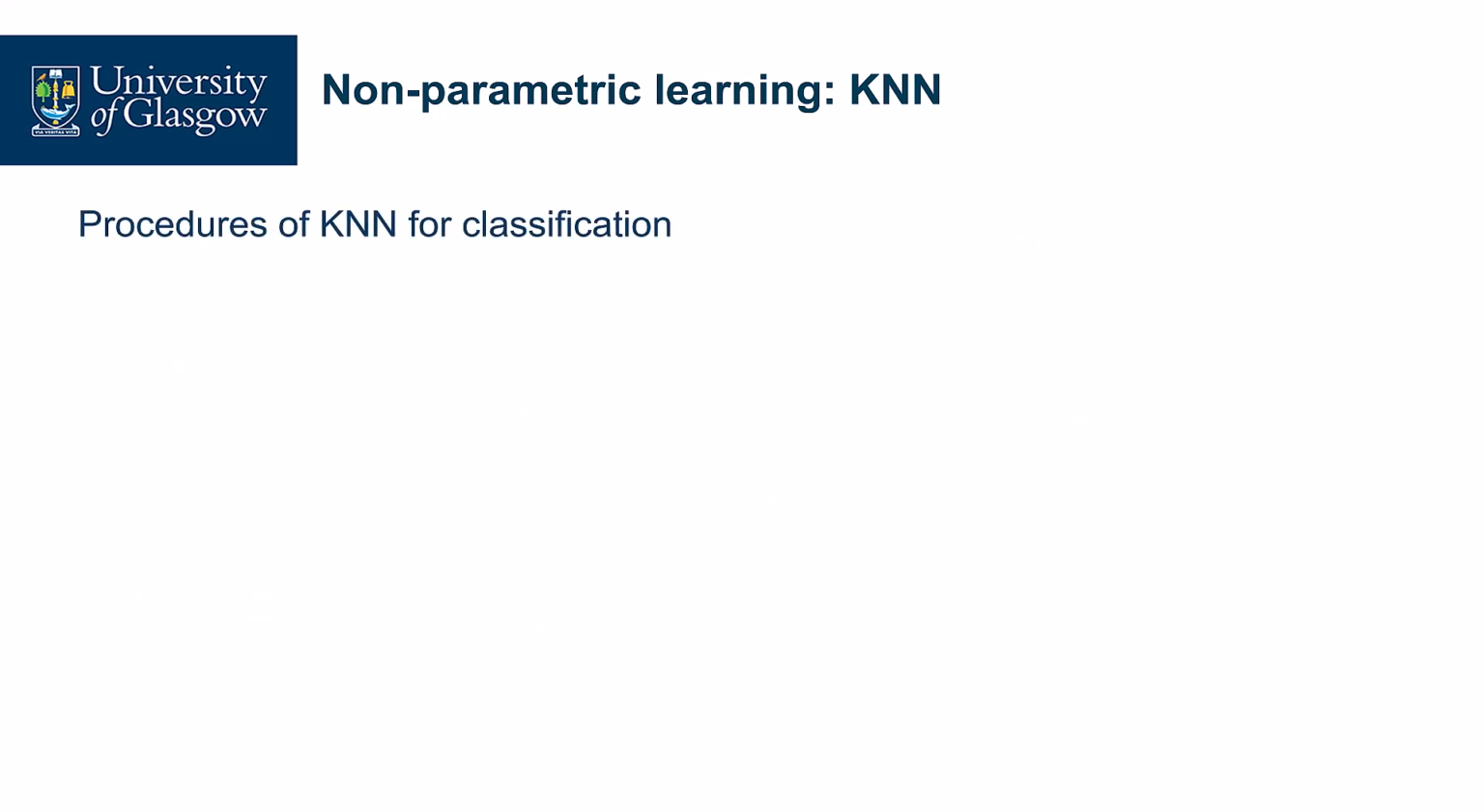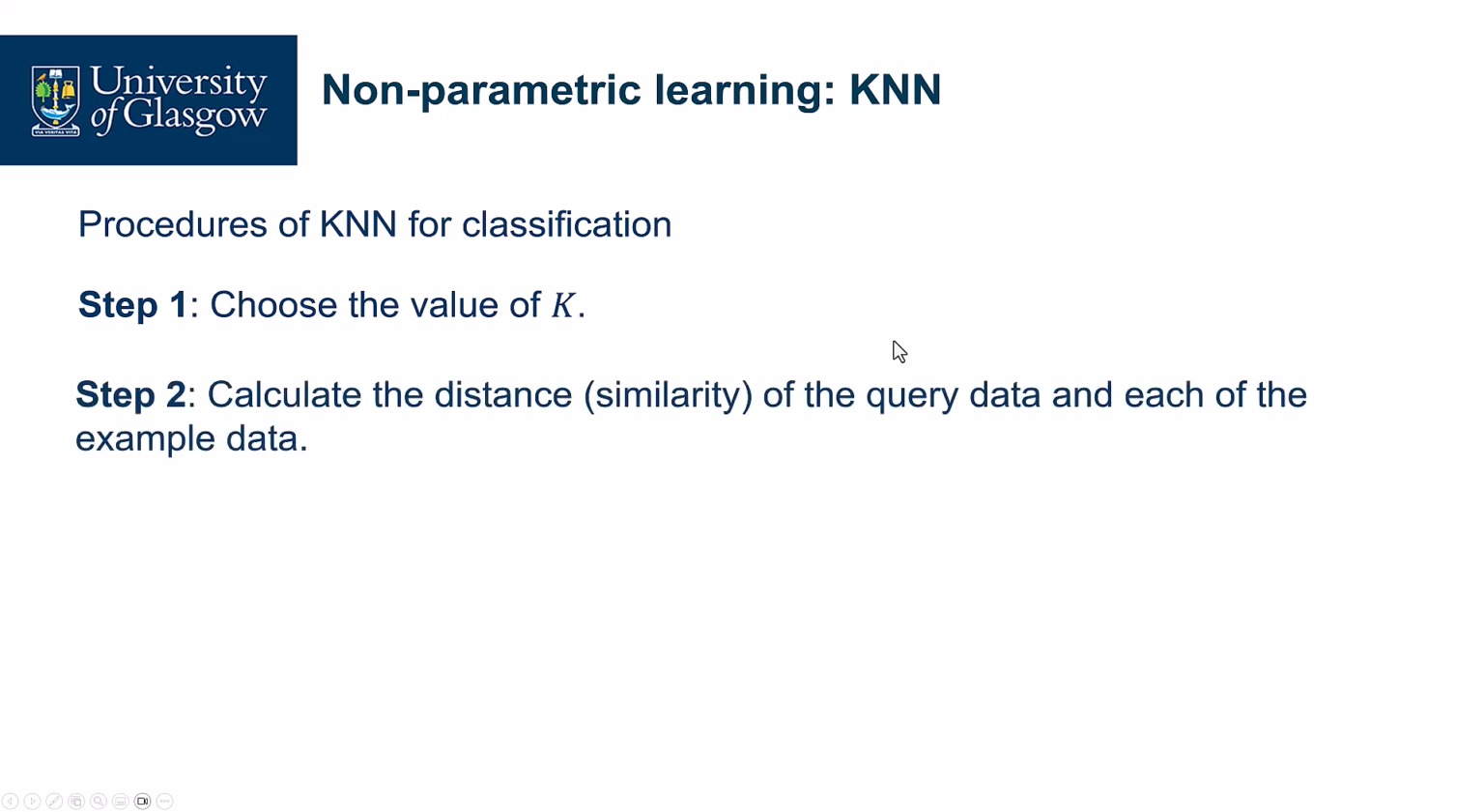Now let's see how KNN works. We have several steps. First, we choose a value of k. This k may be 3, 5, or 10; it is a number. Then we calculate the distance of the query data to each of the example data. The example data are the existing data set. The query data is what we want to predict.